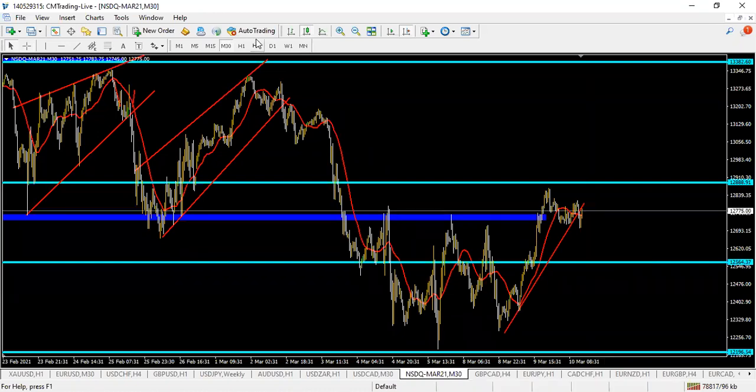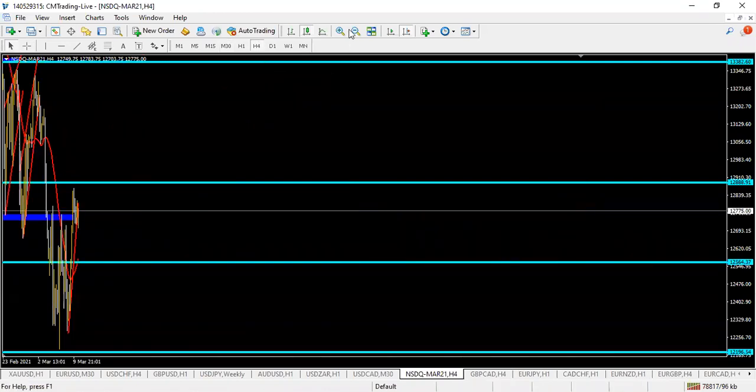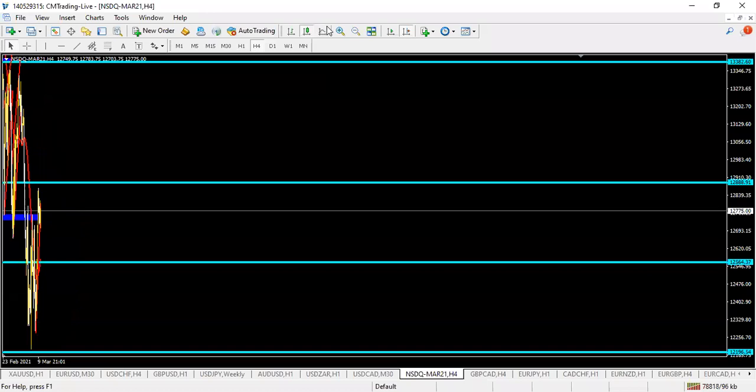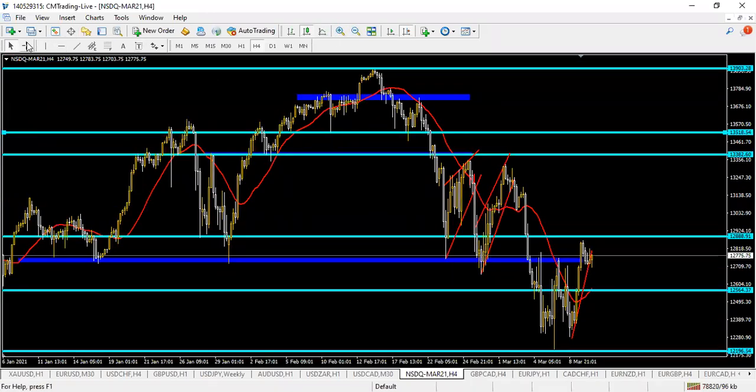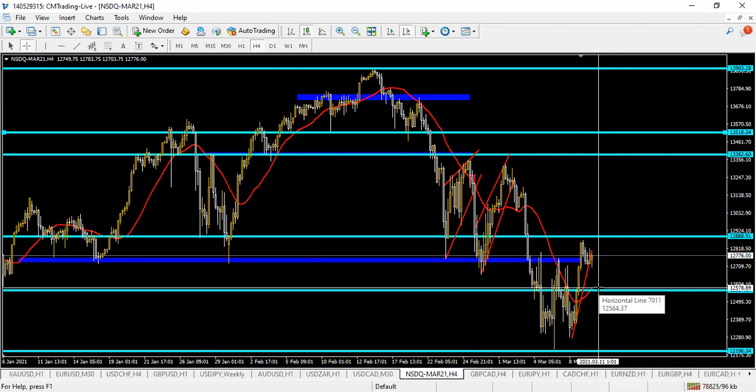So I will be happy to buy NASDAQ at my moving average, right? I would be happy to buy NASDAQ at my moving average at 12578.89 in this particular case.